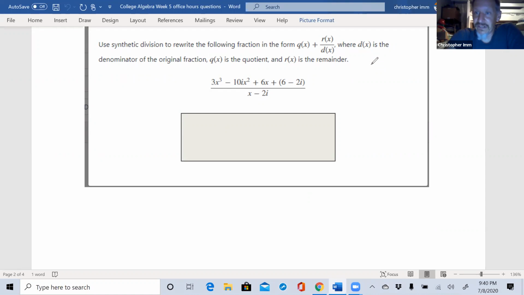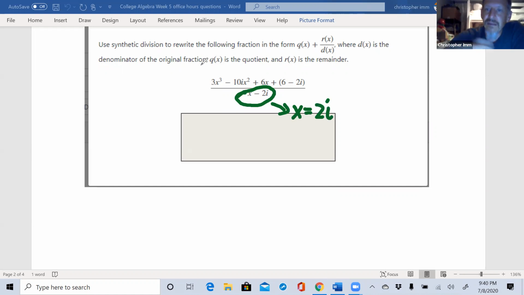Now this one is more difficult because we do have imaginary numbers. Synthetic division only works when you are dividing by a linear term, so I have to be dividing by just a linear factor, x plus or minus something. First I look for the 0 I would get out of that. If I have x minus 2i, my 0 would be x is equal to 2i. So this is how I set things up. I have 2i, my 0, that's what I'm dividing by.